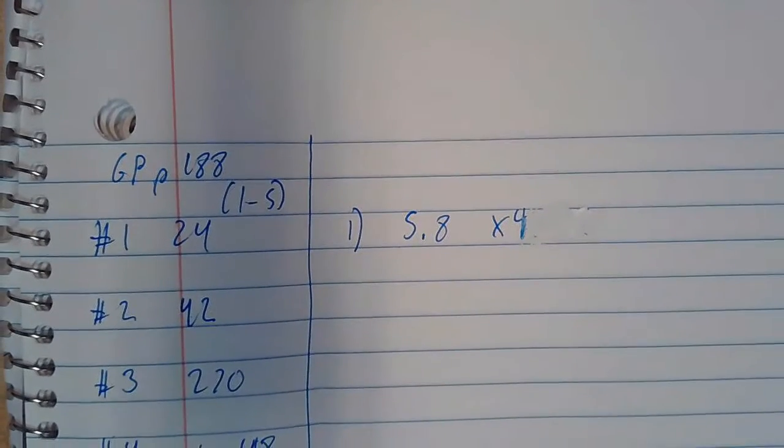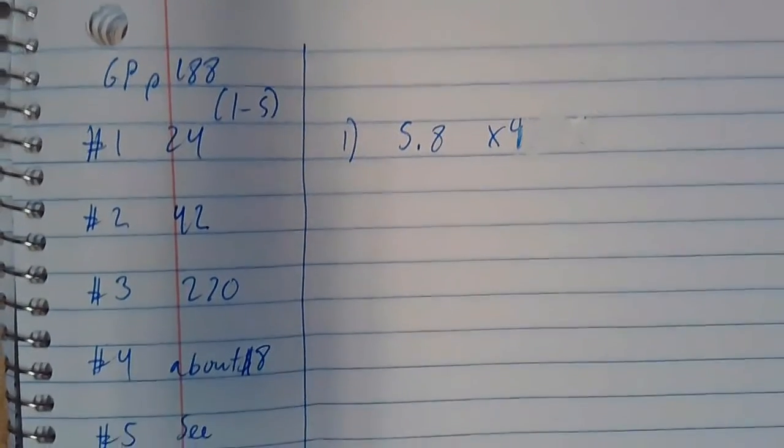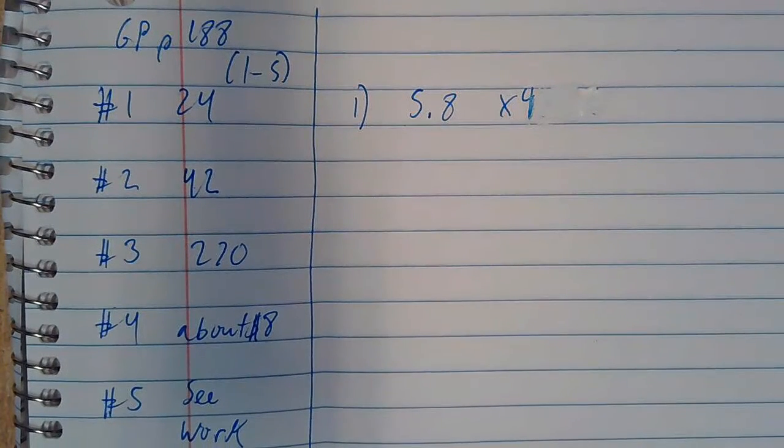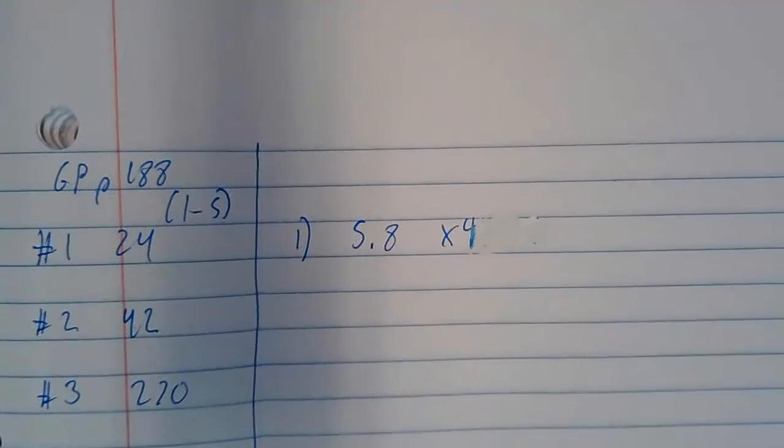Okay, guys, this is the guided practice, which was on page 188. I asked you to do 1 through 5. The answers are as follows. Number 1 is 24. Number 2 is 42. Number 3 is 270. Number 4 is about 8. And number 5, you have to see the work. You have to see the video, okay?